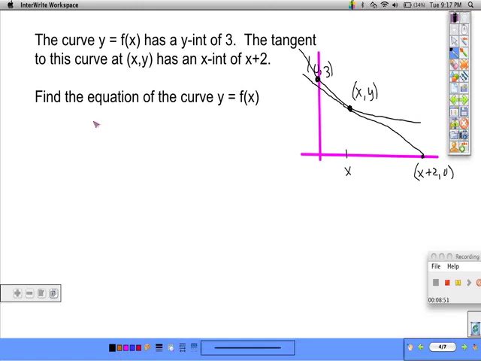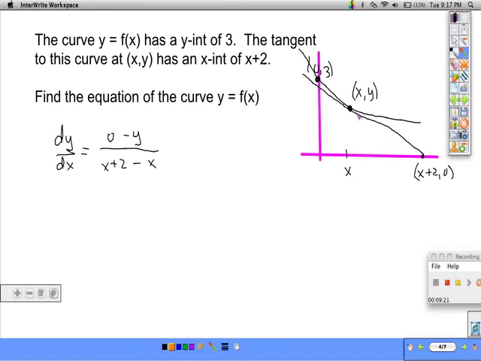So dy dx, change of y with respect to x, is equal to 0 minus y over x plus 2 minus x. What I'm doing is finding the slope of this line, and I'm using a slope triangle right there. And it's just rise over run. 0 minus y, x plus 2 minus x.